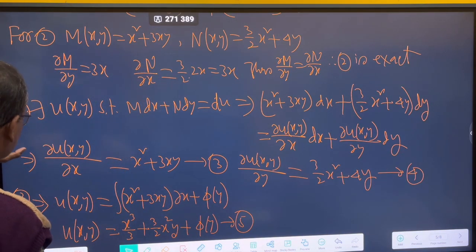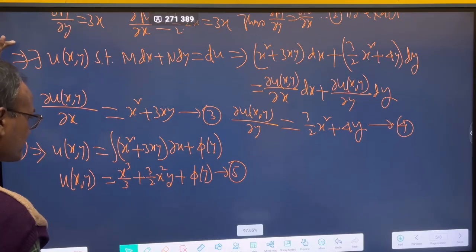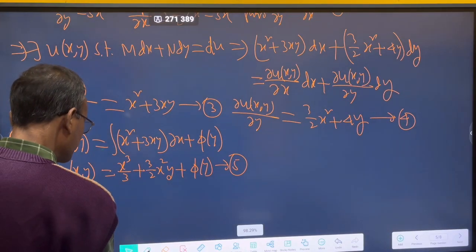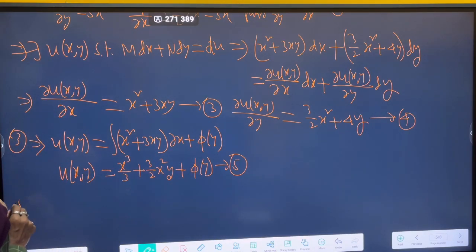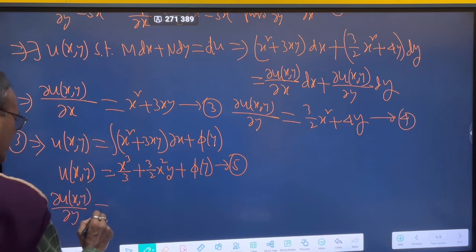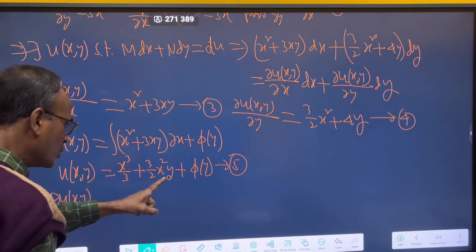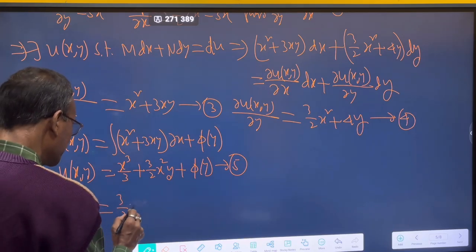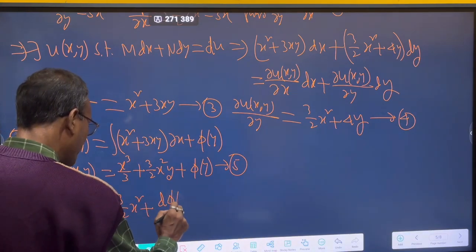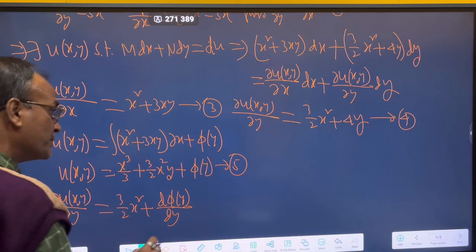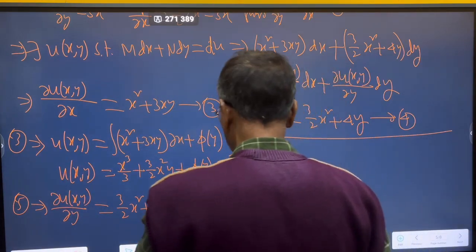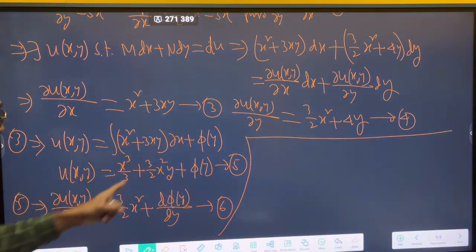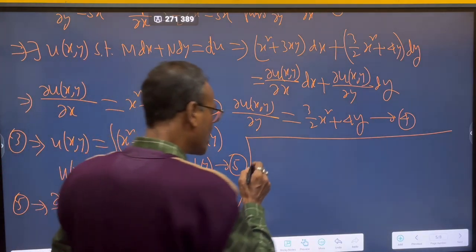This means that from 5, del u by del y will be equal to 0 with respect to y, plus 3 by 2 x square plus d phi of y by dy. It will be number 6. Now, from 4 and 6, both are del u by del y.